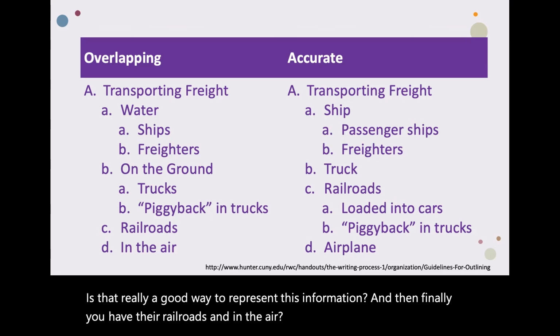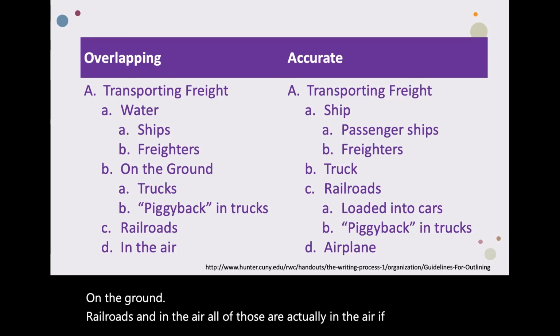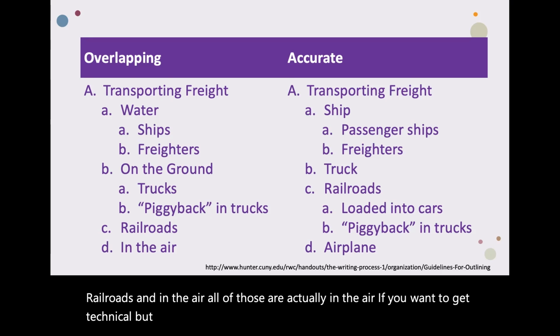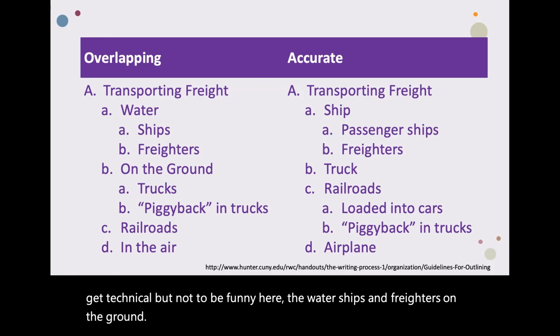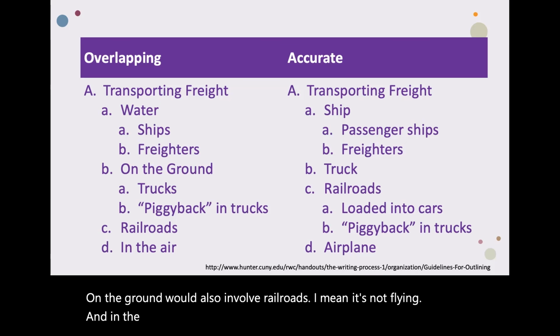Well, transporting freight in water, on the ground, railroads, and in the air. Well, all of those are actually in the air if you want to get technical, but not to be funny here. The water, ships and freighters, on the ground would also involve railroads. I mean, it's not flying. And in the air actually goes across water, and you can transport freight many different ways.